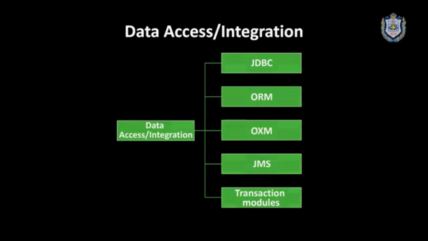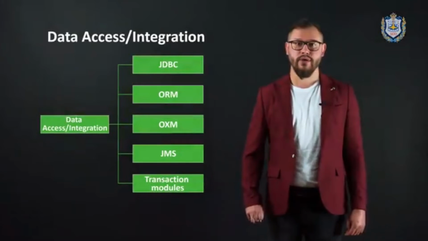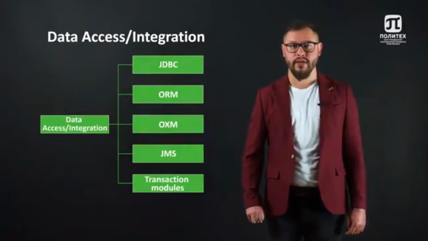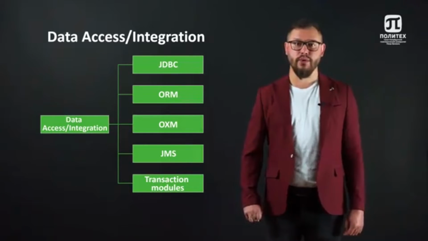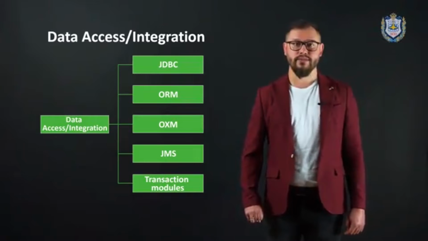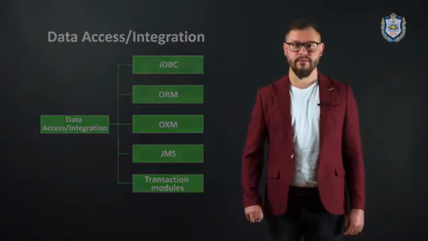plain old Java objects. The Spring ORM module provides integration layers for popular object relational mapping APIs, including JPA and Hibernate. The Spring OXM module provides an abstraction layer that supports object XML mapping implementations. The Spring JMS module contains features for producing and consuming messages.